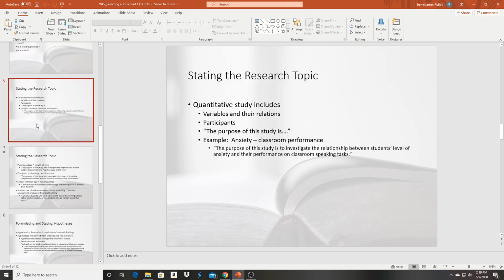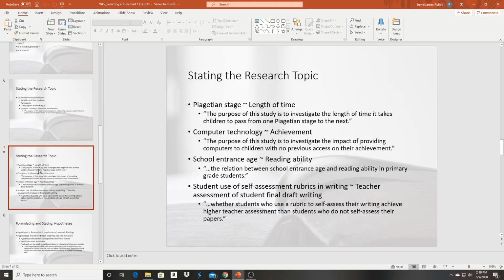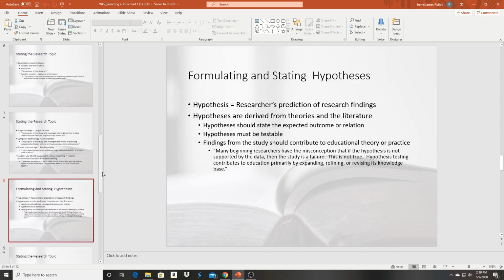Okay, stating the research topic. Variables and the relations. Purpose of the study. Example: the purpose of the study is to investigate the relationship between levels of anxiety and performance, and that could apply to any discipline. These are a couple of examples of the type of research topic. Formulating your hypotheses. Hypotheses should state the expected outcome or relation. Then it must be testable.